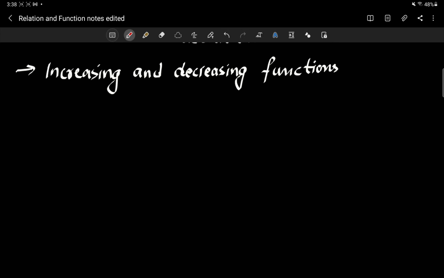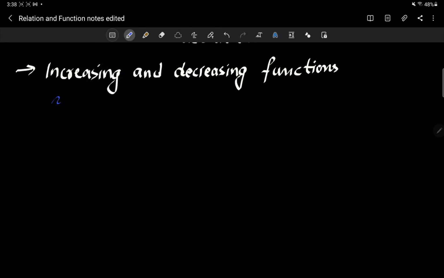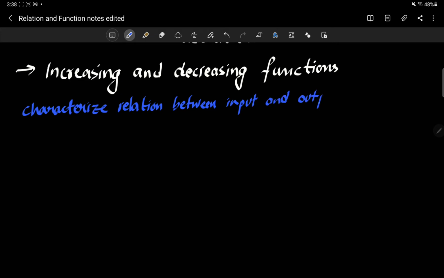Now, what we're trying to do here is characterize the relation between input and output. Okay, that is between x and y.